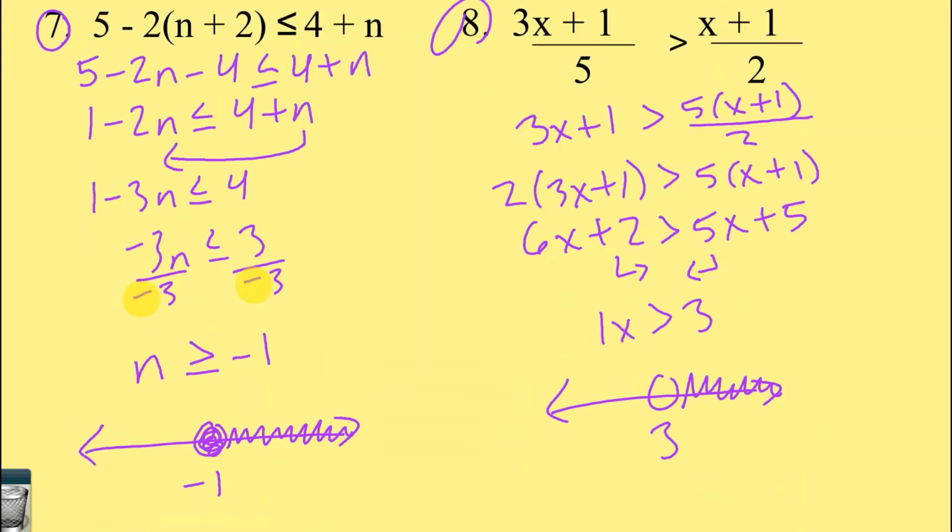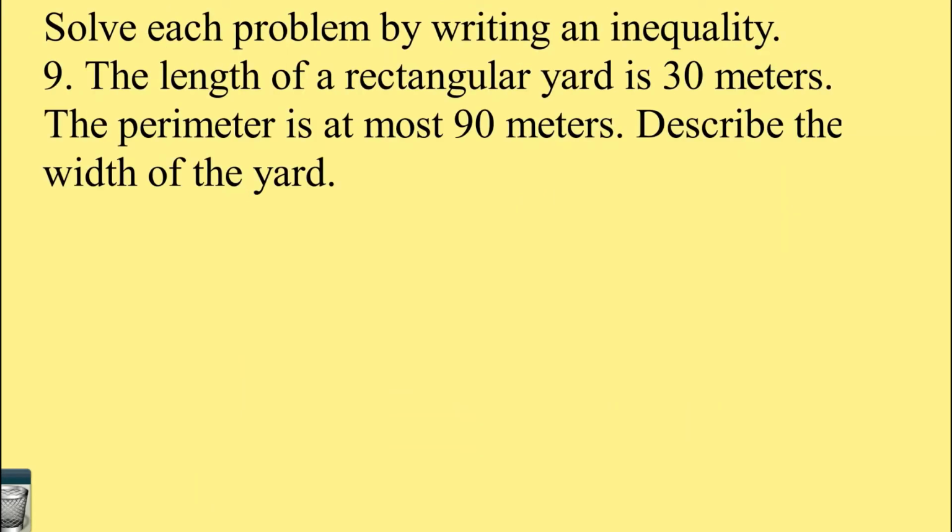Okay. All right, so let's do some word problems. Okay, so solve each problem by writing an inequality. All right, the length of a rectangular yard is 30 meters. The perimeter is at most 90 meters. Describe the width of the yard. All right, word problems, I don't know what it is, but people get overwhelmed when it starts putting math and a bunch of English together. I don't know why. It's the applied part. This is more like the sciencey part, okay?